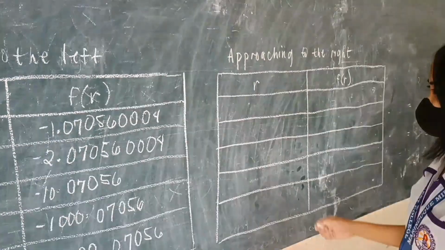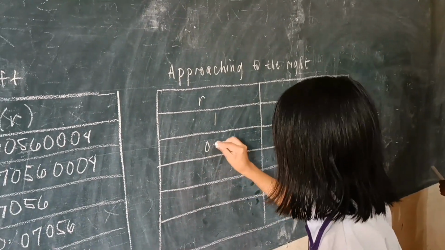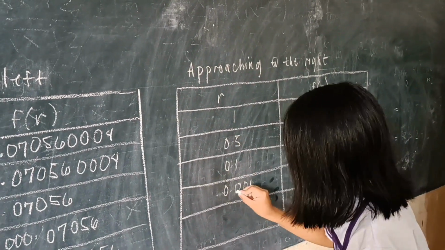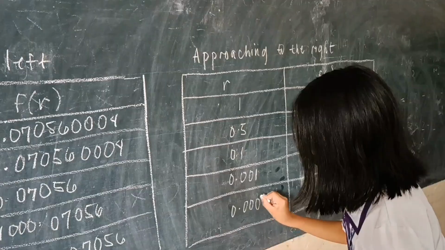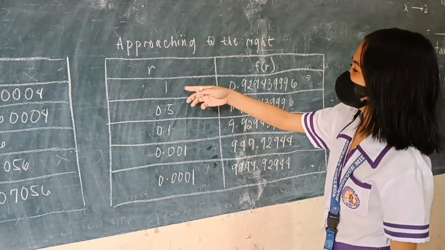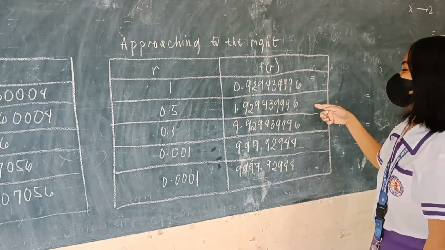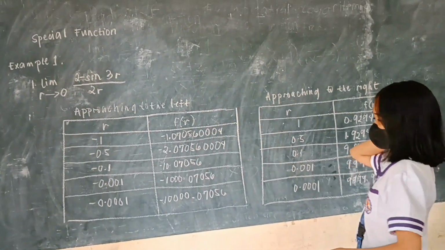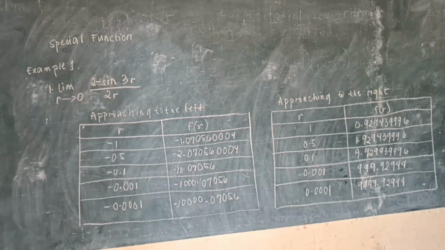Approaching to the right, we have r as 1, 0.5, 0.1, 0.001, and 0.0001. For the f of r, we have 0, 1, 9, 999, and 9,999. Approaching to the left, negative 1, negative 2, negative 10, negative 1,000, negative 10,000, which is negative infinity, and for the right is positive infinity.